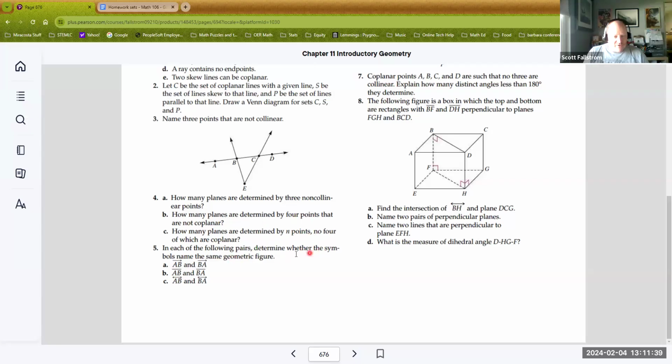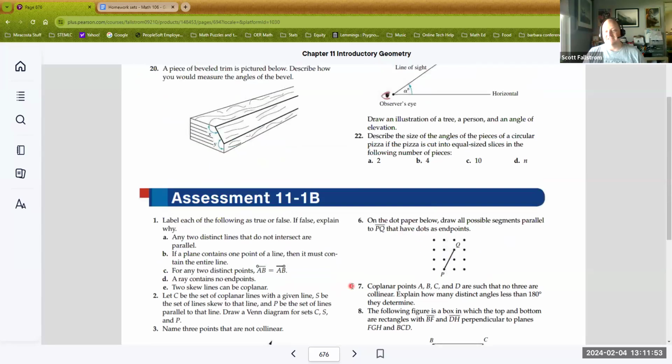Question 5, determine whether the symbols name the same geometric figure. So this is about how we write them. Now, if you watch the video, it's already pretty clear. I think if you read the book, it's also pretty clear, but I want you to kind of sketch them out if you need to and say, yes, this is identical, or no, this is not identical.